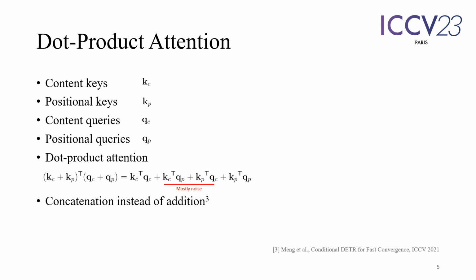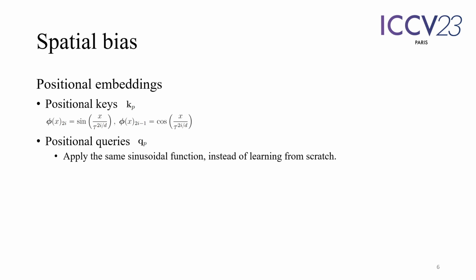Therefore, we instead concatenate the positional features and the content features, following previous practice. For the other two terms, the first term measures the visual similarity between the keys and queries, while the last term measures the spatial similarity, which is what we will focus on next. Since the positional keys are formulated as sinusoidal embeddings, we use the same sinusoidal function for the positional queries by encoding the box center coordinates.